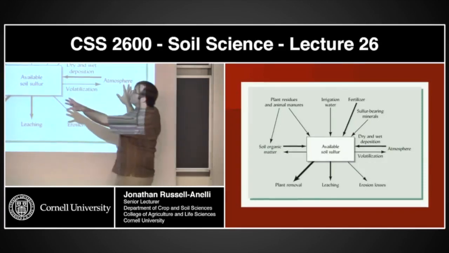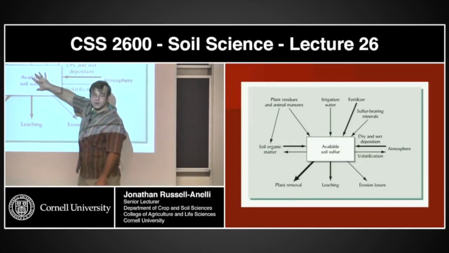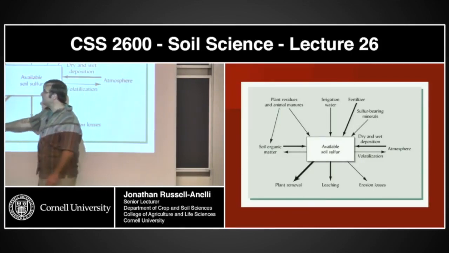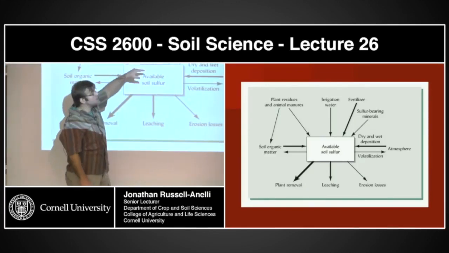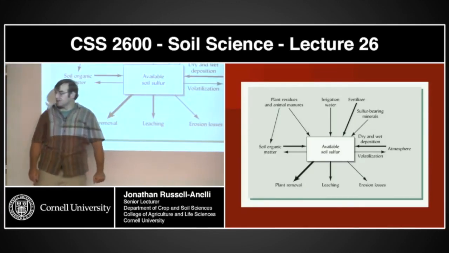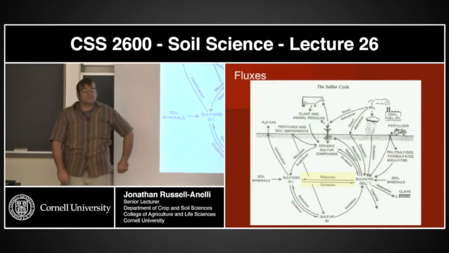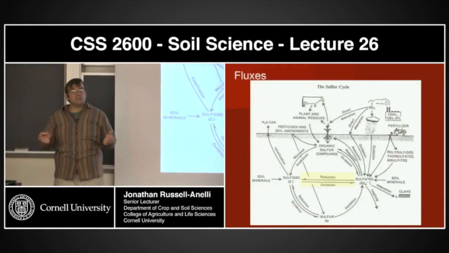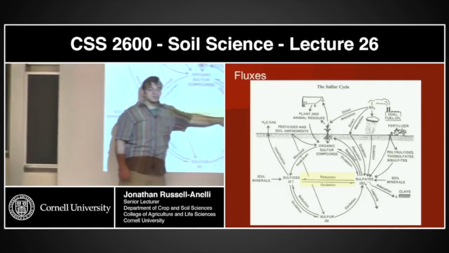So in essence, if we think about that cycle and the available soil sulfur that can go into plants, we have to think about how we're controlling those fluxes from those various pools. And that brings us right back to that cycle. Okay. Interestingly enough, microbial mediation of this cycle is only here.